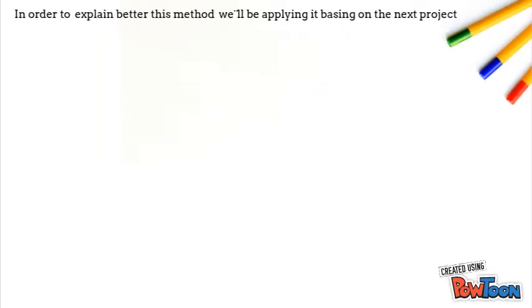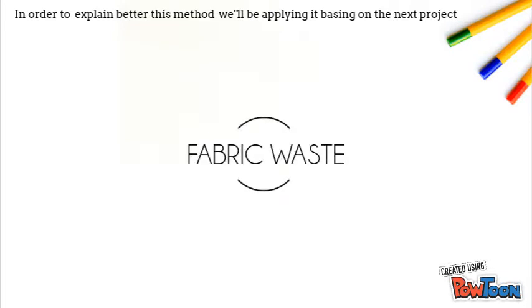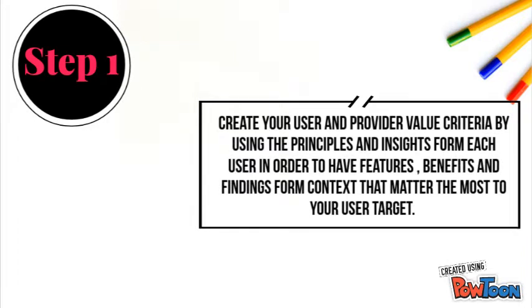In order to explain this method better, we'll be applying it to the next project, fabric waste. Step 1. Create user and provider value criteria by using the principles and insights from each user in order to have features, benefits, and findings from contexts that matter the most to your target user.